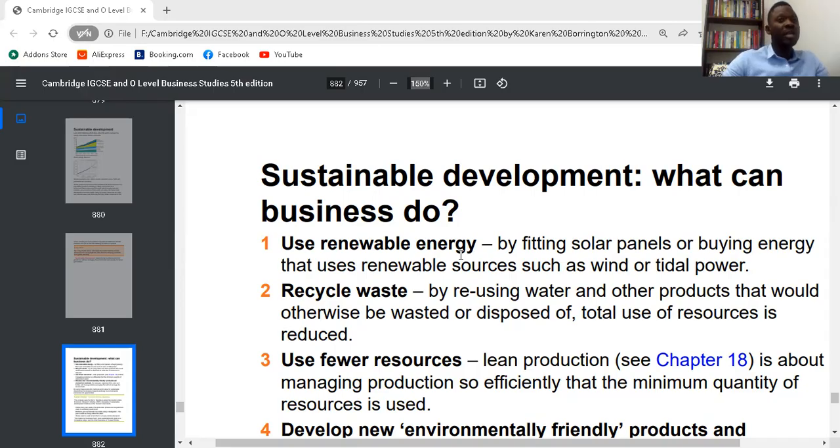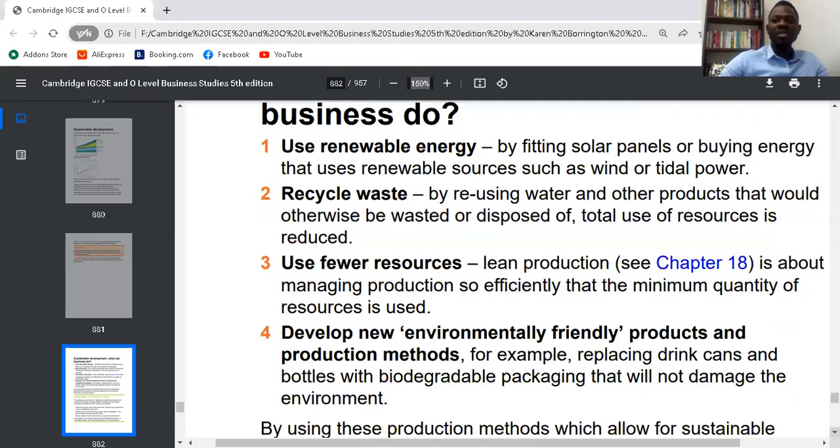One, use renewable energy. How can they use renewable energy? By fitting solar panels or buying energy that uses renewable sources such as wind or tidal power. So stop thinking about fuel. Two, recycle waste. When you recycle waste, it means you are reusing those products. You are using water and other products that would have been wasted or dispatched as soon as they are done using. But now, instead of throwing them away to the trash, you use them back. You recycle them.